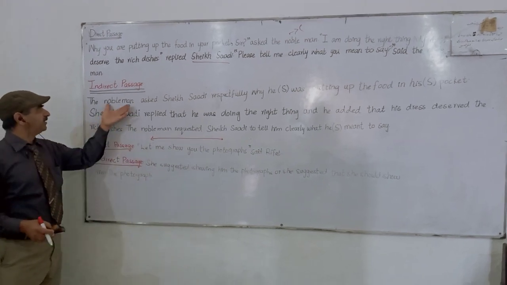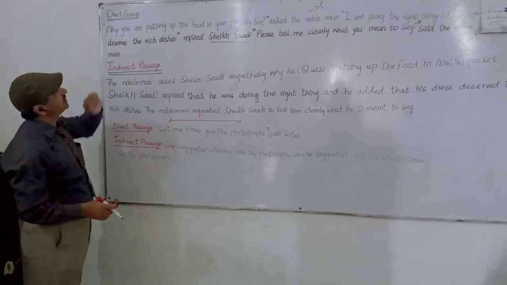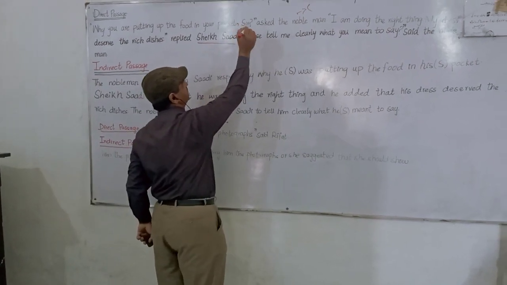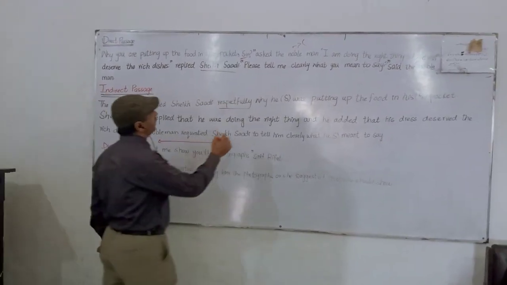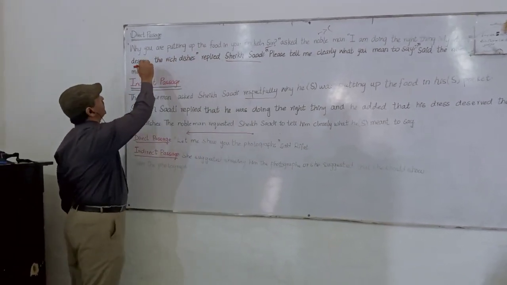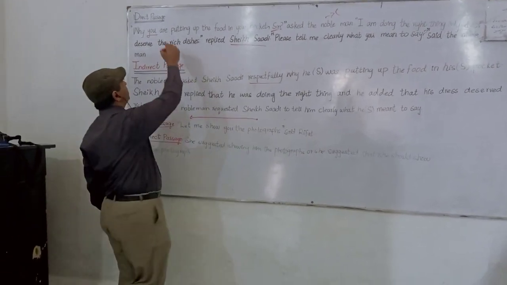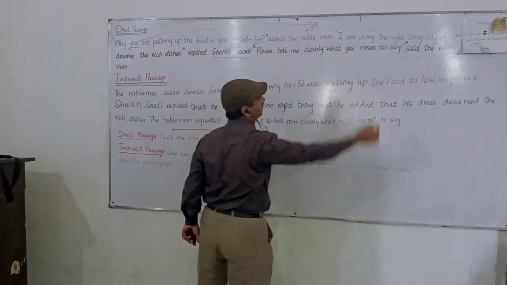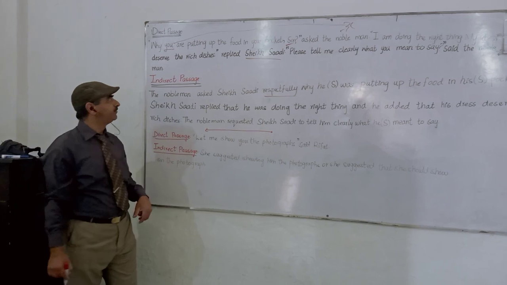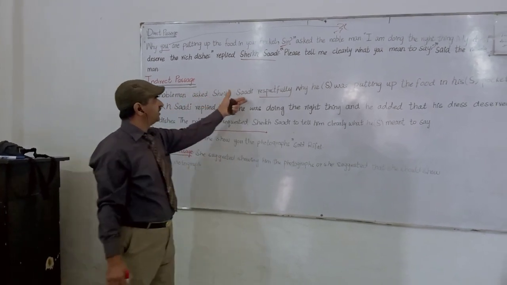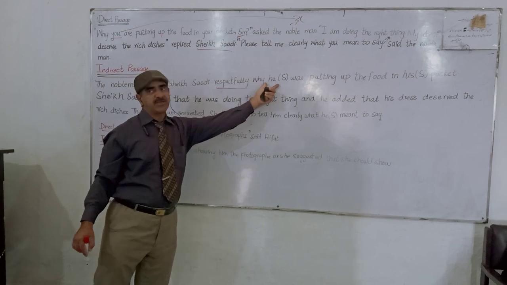Okay, so we'll convert it like this. The nobleman asked Sheikh Sadi. "Sir" is converted like this: respectfully. Instead of "sir", we'll write "respectfully". "Why you are": which person pronoun is it? It will be changed according to the object of the reporting verb, that is Sheikh Sadi. Sheikh Sadi means he. The nobleman asked Sheikh Sadi respectfully why he. Sheikh Sadi means he, and it is also the subjective case, so the same subjective case will be over here.